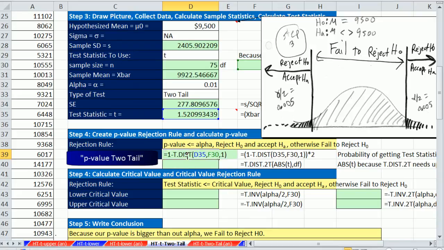We have to double that, and we have to do the subtraction first, so we're going to have to put this in parentheses. Now, I kind of like this way because we know we have to double it, but this 1 minus the dist, whether we're using t or the norm.s, this 1 minus is how we've been doing it, so it's consistent.